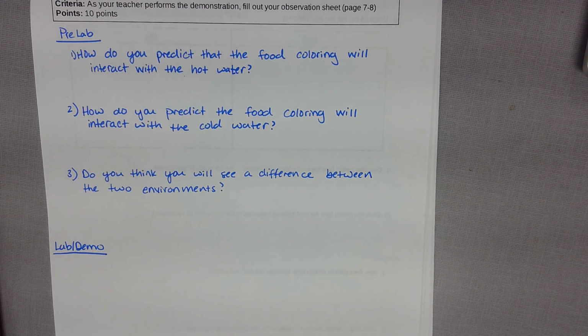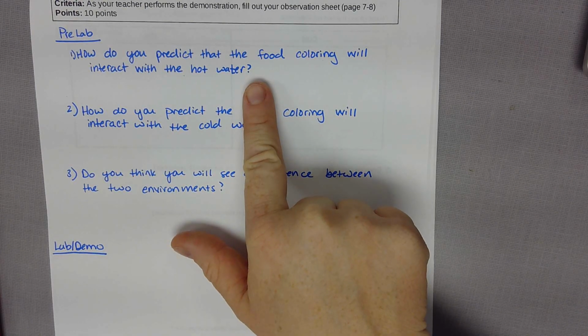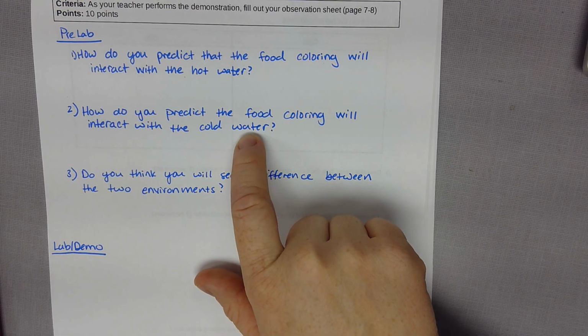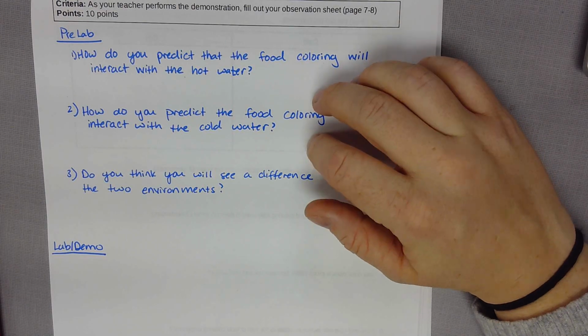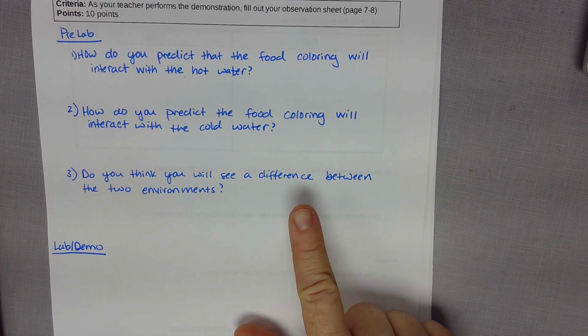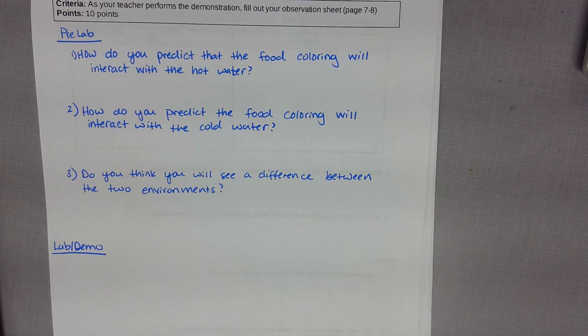So what we're doing today is we are adding a single drop of food coloring to two different environments. The first environment is hot water, and the second environment is cold water. You're going to make a prediction, how will that drop of food coloring behave in the two different environments? That third question is, do you think you will see a visible difference? Yes or no? So go ahead, pause the video.